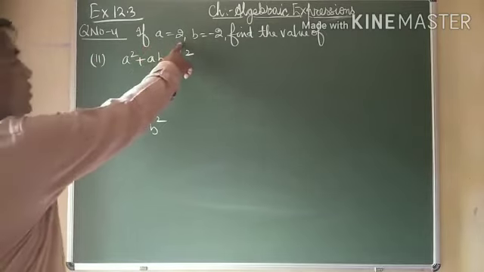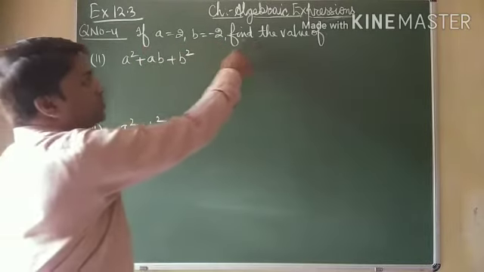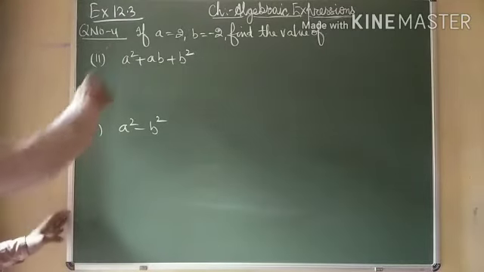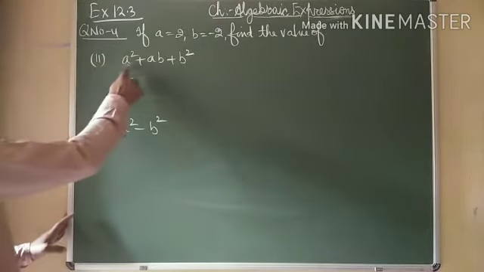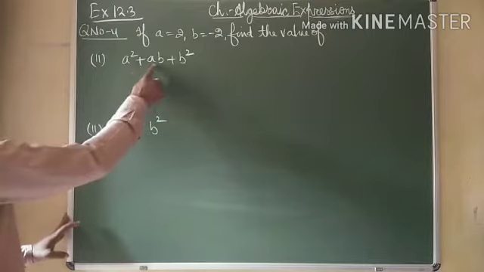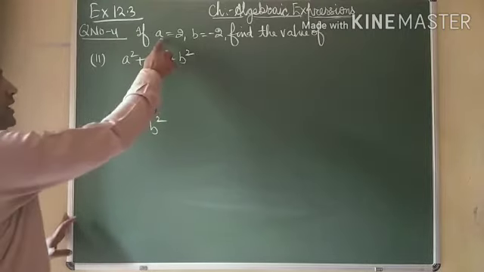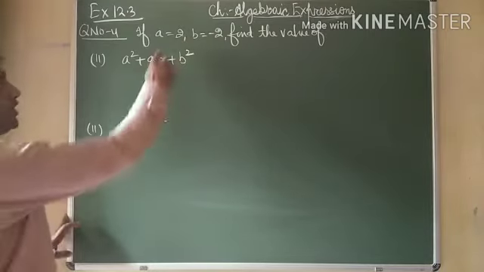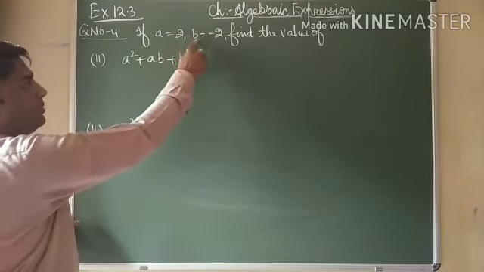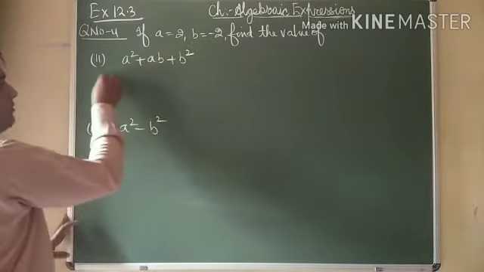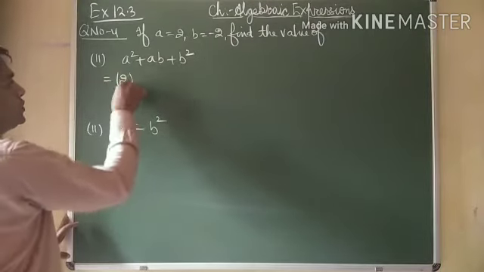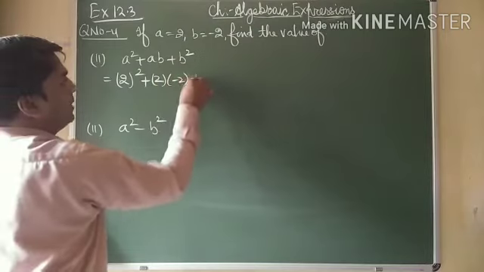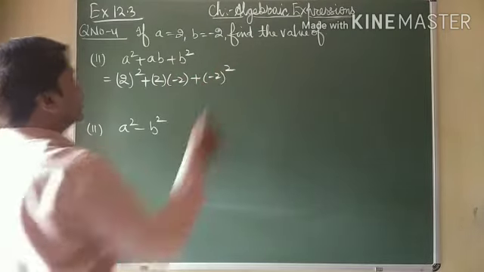Next is question number 4. If a is equal to 2, b is equal to minus 2, find the value of the following algebraic expression. So first we have question number 4, second part. We have to find the value of a square plus ab plus b square at a is equal to 2 and b is equal to minus 2. So putting the value of a is equal to 2 and b is equal to minus 2 here, we get 2 square plus 2 into minus 2 plus minus 2 square.